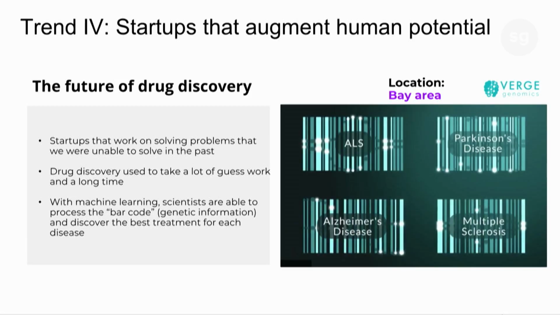The fourth trend I want to talk about is startups that augment human potential. These are the things that are fundamentally hard for humans to achieve, versus something where we're just trying to match human ability. Weeding, for example, we can do all day long. The accuracy of weeding is a relatively easy thing to achieve, versus in this example, drug discovery.